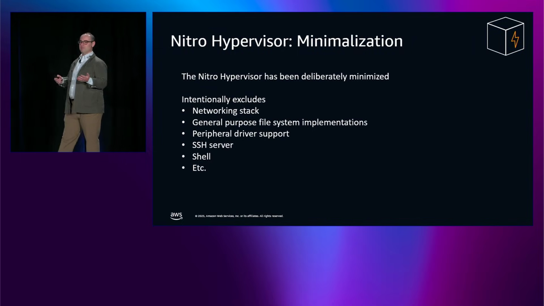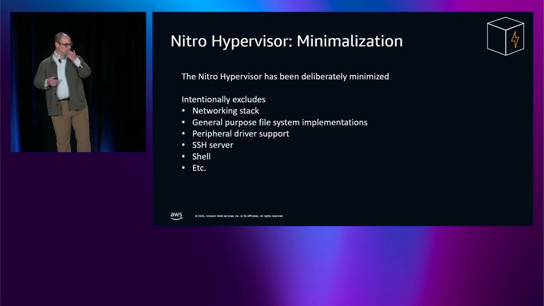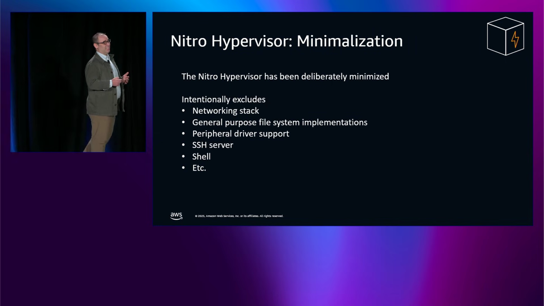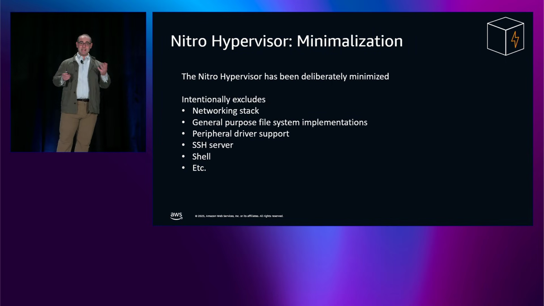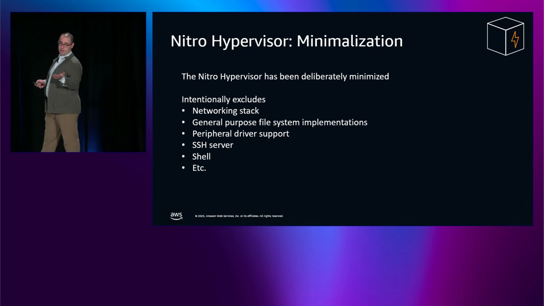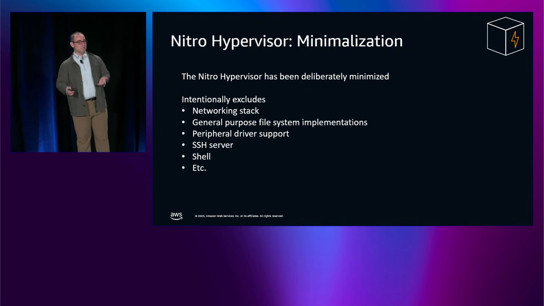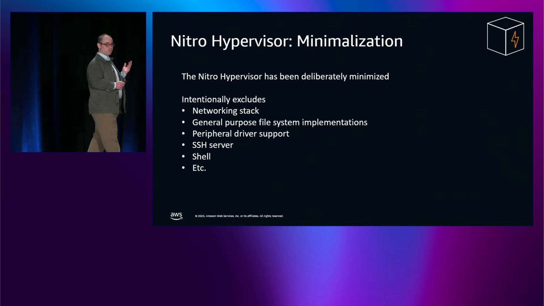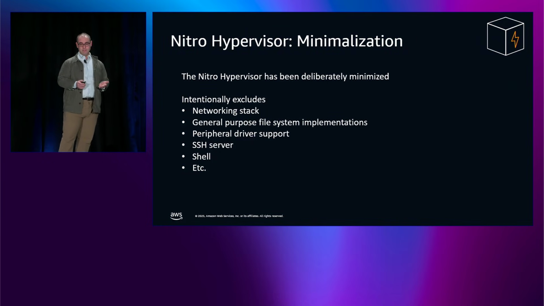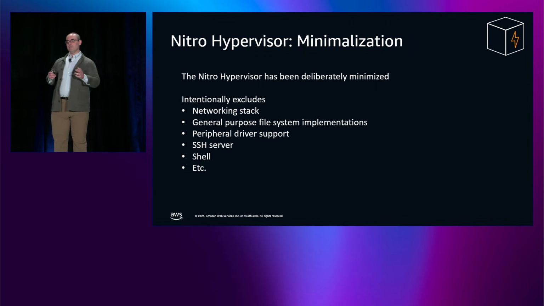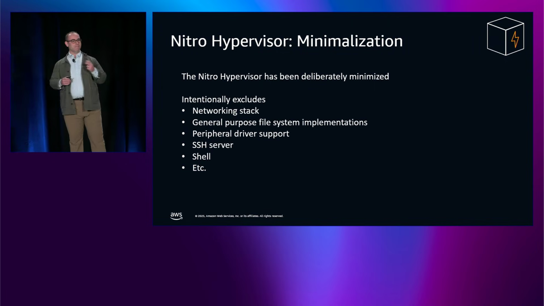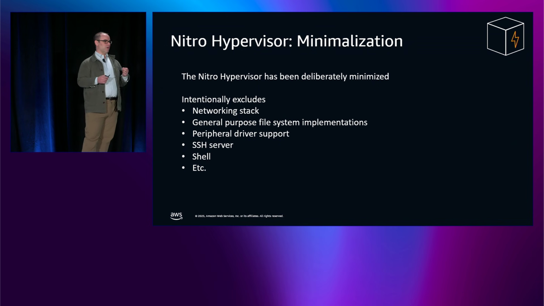So what does minimalization mean? It's a bit hard to capture in one slide, but I like to think of really focusing on what some of the features are that a Nitro hypervisor doesn't have that you might picture or assume a piece of software to have. It doesn't have a networking stack. It doesn't have a general purpose file system implementation, peripheral driver support, certainly not an SSH server or even a shell. Really, when you look at the Nitro hypervisor, it functions far more like firmware than it does like software.